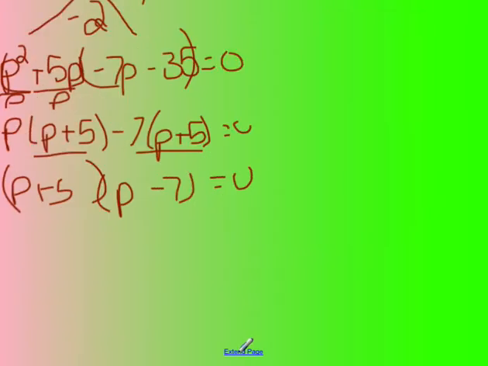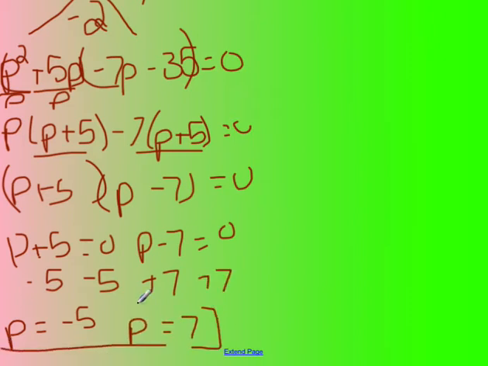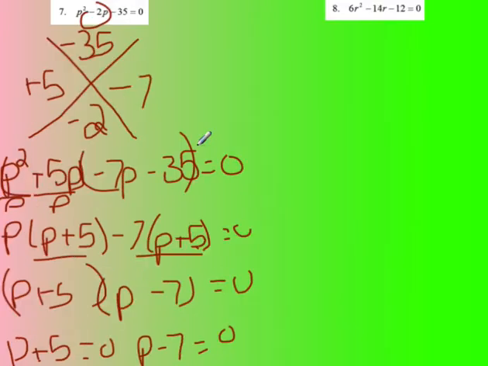So then I'm going to go ahead and set each factor equal to 0. So p plus 5 is equal to 0, and p minus 7 is equal to 0. So for the plus 5, I'm going to subtract 5 from both sides, and then I get that p is equal to a negative 5. For the minus 7, I'm going to add 7 to both sides, and then I get that p is equal to 7. So I get that p is equal to negative 5 and positive 7.